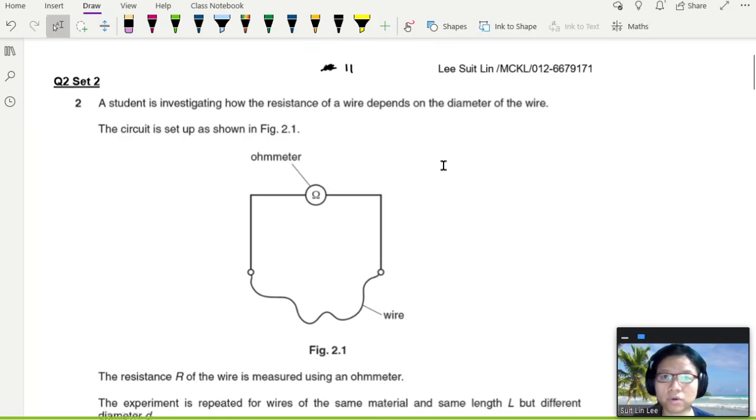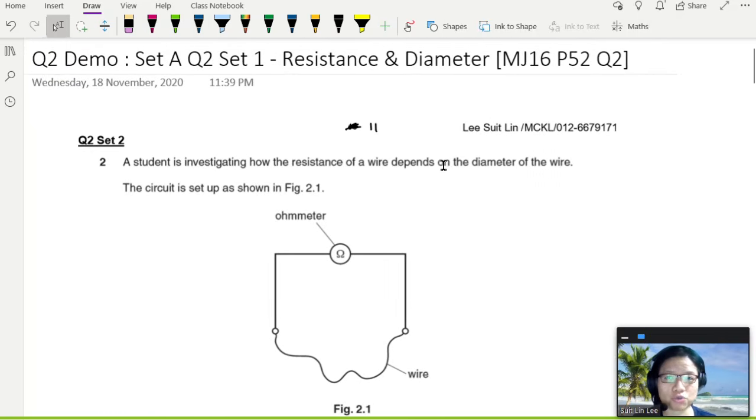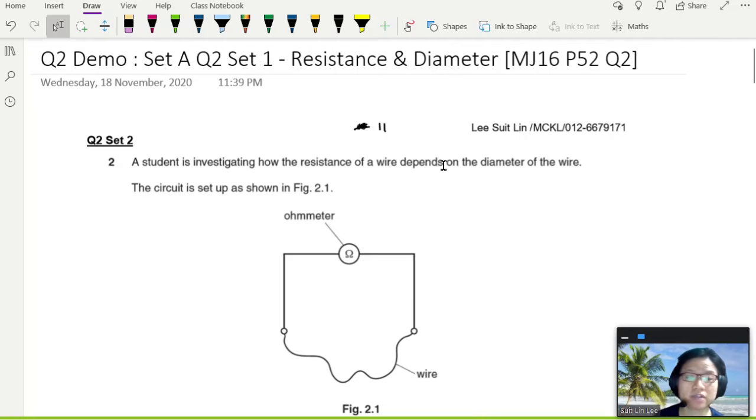Okay, in this video, I'm going to roughly run you through this pretty straightforward question from MJ16 Paper 52. By the way, whether you get an easy or straightforward question really depends on your luck, I guess, because there are certain questions which are easier and certain questions which are harder.